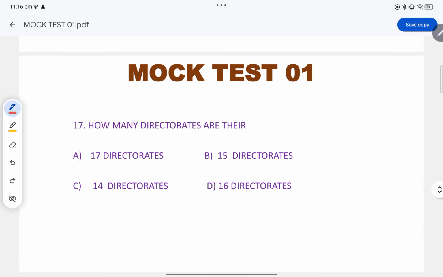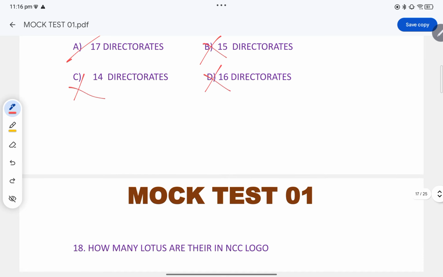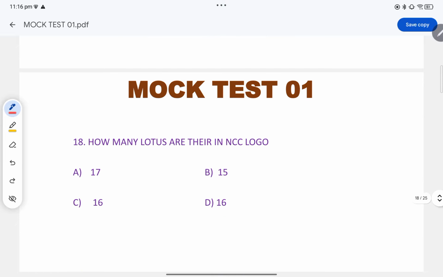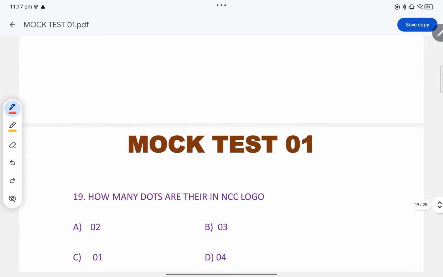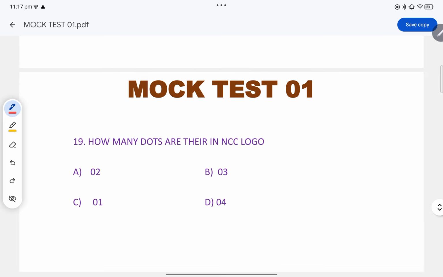How many directorates are there? I told you, once you go through all the sessions, you will not have any doubts in answering this. It is directly 17 directorates. You have 17 directorates. How many lotuses are there in the NCC logo? I already told you, there are 17 lotuses and two dots. How many dots are there in NCC? There are two dots.